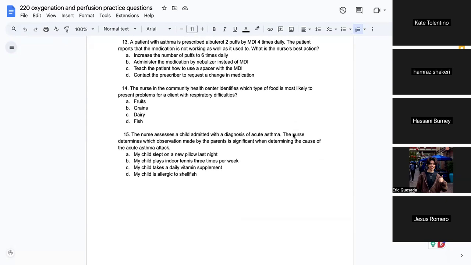Okay, number 13, a patient with asthma is prescribed albuterol 2 puffs by MDI 4 times daily. The patient reports that the medication is not working as well as it used to. What is a nurse's best action? A, increase the number of puffs to 6 times daily. B, administer the medication by nebulizer instead of the MDI. C, teach the patient how to use a spacer with the MDI. Or D, contact the prescriber to request a change in the medication.